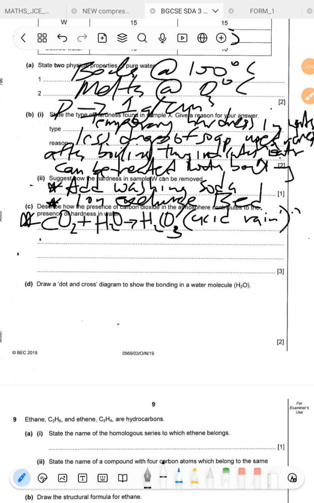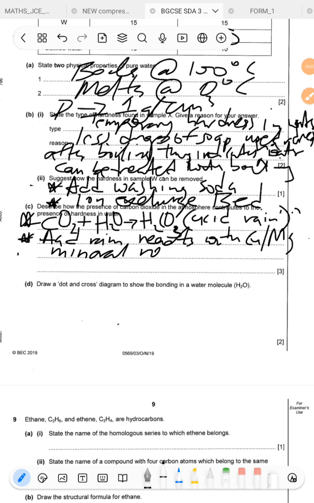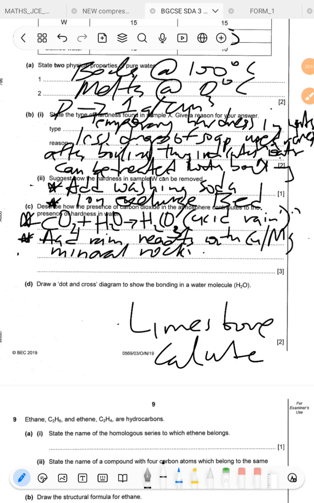Of course you are going to write this in words. Carbon dioxide reacts with water or rainwater to form carbonic acid, leading to acid rain. Then the acid rain reacts with calcium, magnesium, mineral rocks. So calcium, magnesium, mineral rocks include things like limestone, calcite, gypsum.